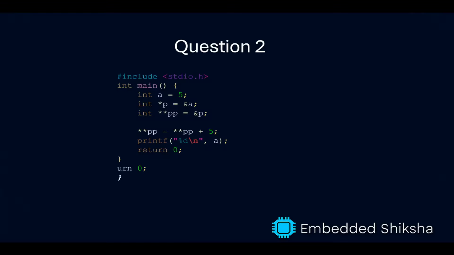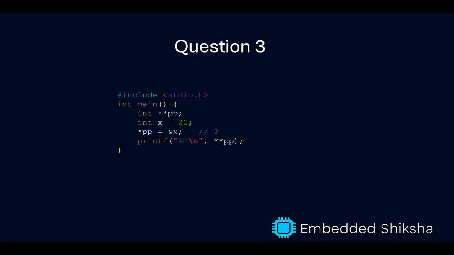Now in the next question, you are creating an integer variable and assigning it the value 5, and then you are giving the address of this integer to an integer pointer. In the next line you are creating a double pointer which will hold the address of this pointer p, and you are again doing double dereferencing. When you do double dereferencing on a double pointer, it will definitely give you the value, which is 5, so 5 plus 5 will be 10. So the output of this program will be 10.